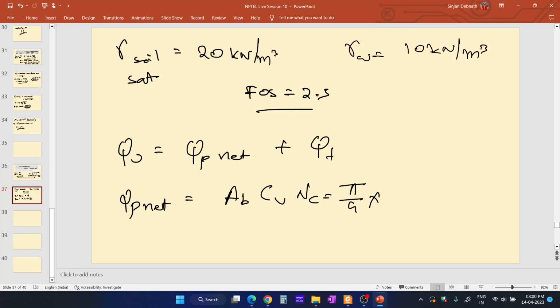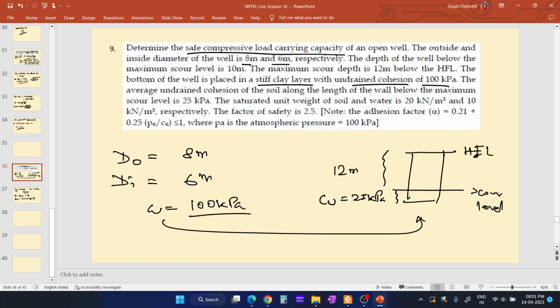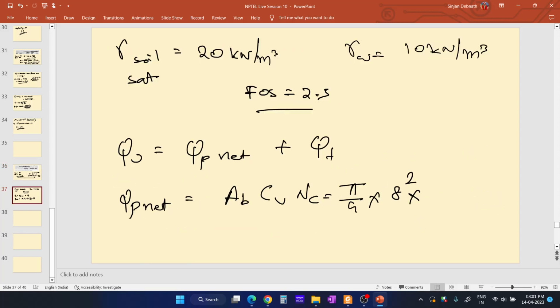Okay, so pi by 4 into 8 squared, into CU. How much is the CU? At the base of the pile, it is 100 kPa. So 100. And NC is how much?